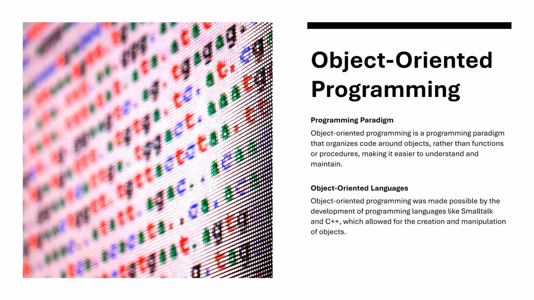Object-oriented languages. Object-oriented programming was made possible by the development of programming languages like Smalltalk and C++, which allowed for the creation and manipulation of objects.